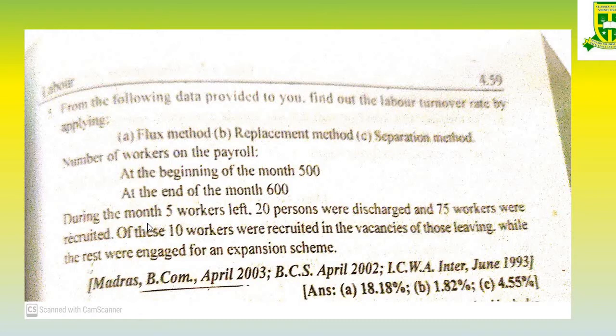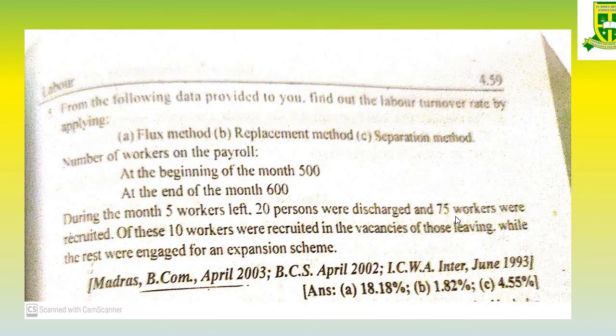So during the month, what has happened in the company? 5 workers left. 5 workers left means they left the organization on their own. That is called as left. And 20 persons were discharged. 20 persons were discharged means they did not go on their own; the company has discharged the particular person. So how many people totally left the organization? 5 plus 20, which is 25. That is the value of employees who left the organization.